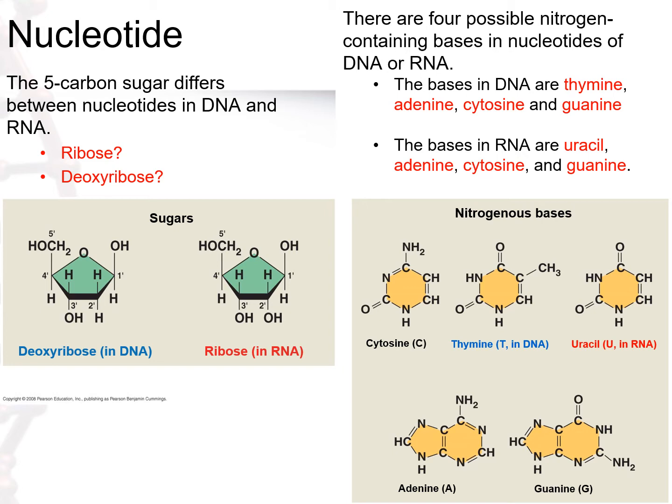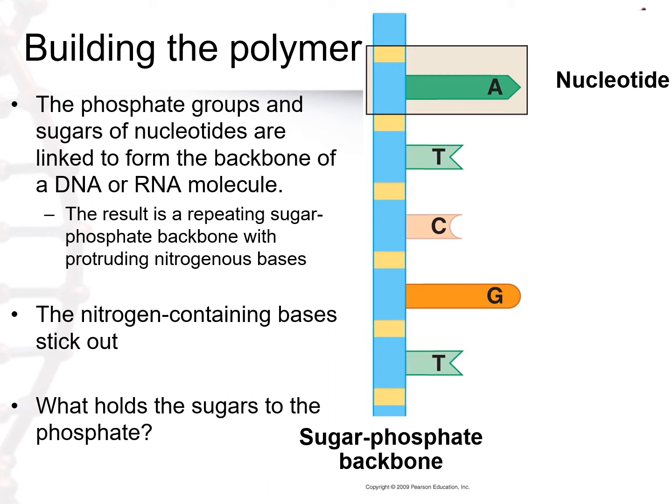Now, when we start to build the polymer of DNA or RNA, we join together the phosphate groups of one nucleotide to the sugar of the neighboring nucleotide. So in this image to the right, the phosphate group is yellow, the sugar is represented in a blue rectangle, and then the base is green or orange. The sugar of one nucleotide is connected to the phosphate of its neighbor through what process? Dehydration synthesis. The base part is not part of that polymer making. The base sticks out to the side.